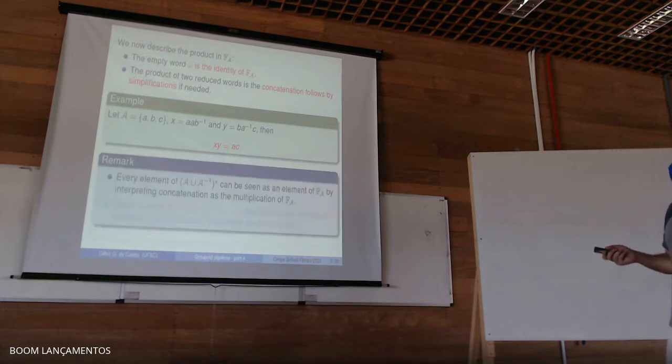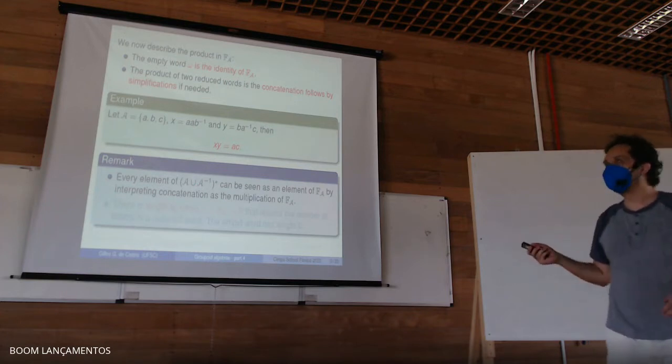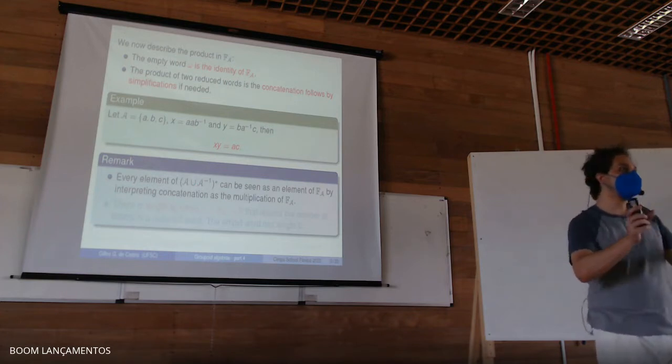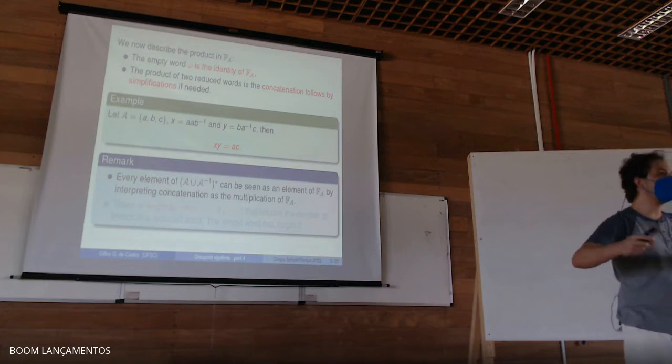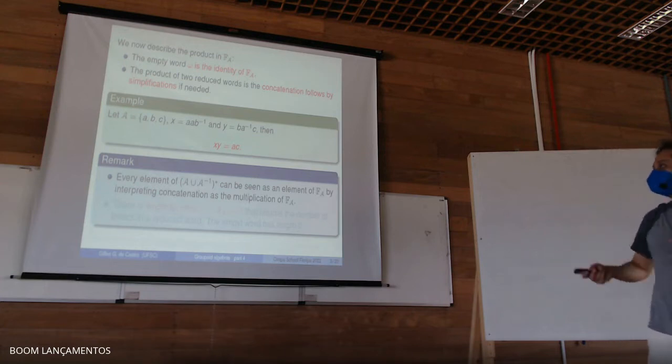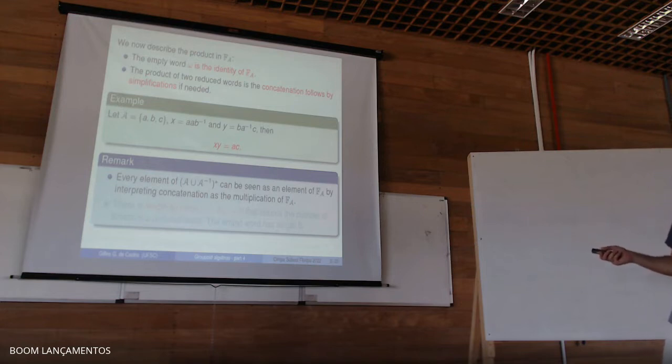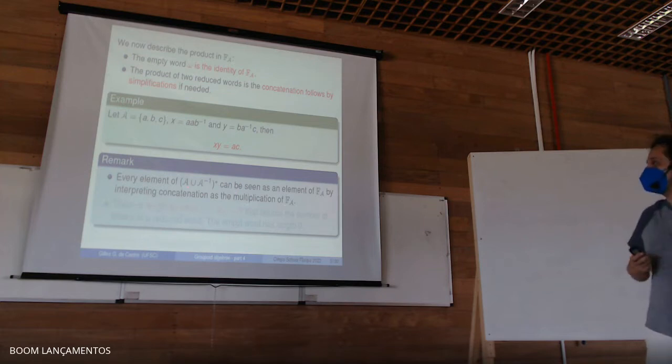And as I said, every element in the words, the letters of A inverse, can be seen as an element of the free group. If instead of looking at a concatenation, we look at this as a product of the elements of the free group, then after we simplify the multiplication, we're going to find exactly the reduced word, but we can always see an element there as an element of the free group.